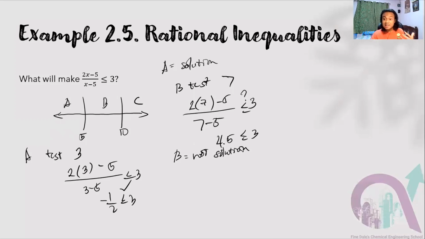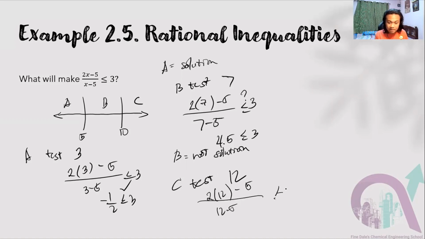So now letter C. For C, we test the values greater than 10. So for example, 12. Okay, 12. We substitute it into the original inequality. So 12 minus 5. Then what you get is 19 over 7, which is less than 3. Okay? Which is true. So this is true. So interval C is a solution.